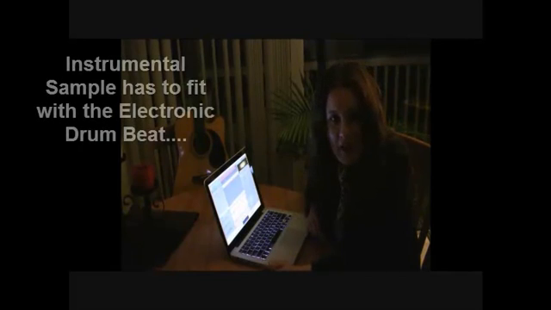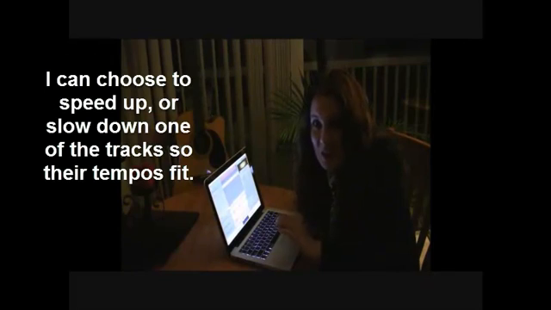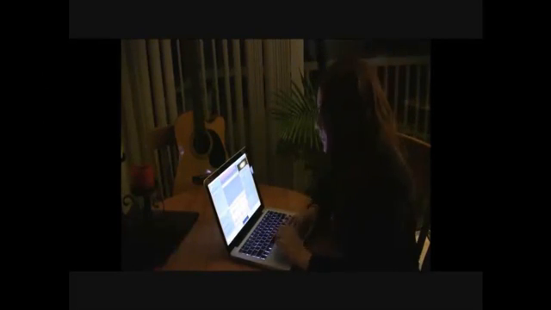And I need to figure out how to take my instrumental sample and make it work with the electronic drum beat. The great thing about recording electronically, though, is that I can speed up or slow down the electronic drum track. So let's get started on how to figure out this problem. So we need to make this electronic drum beat match this instrumental music sample.